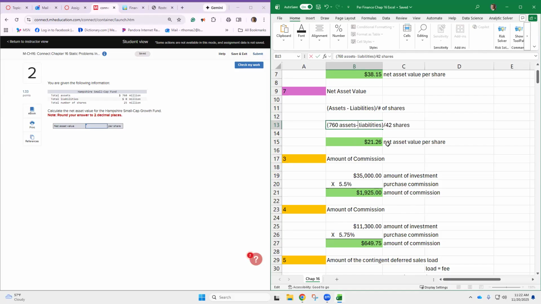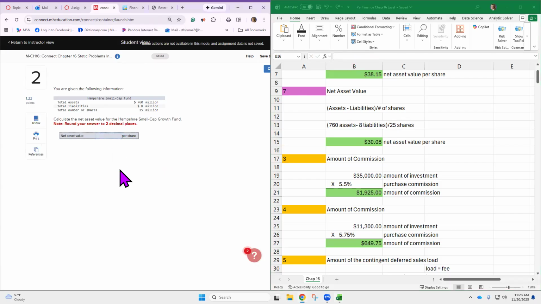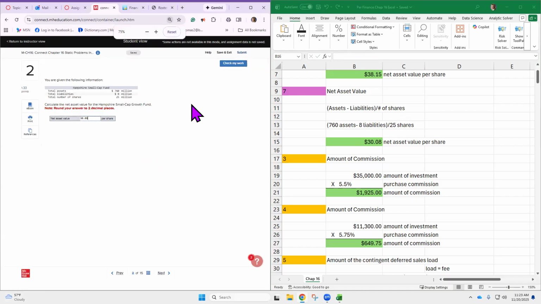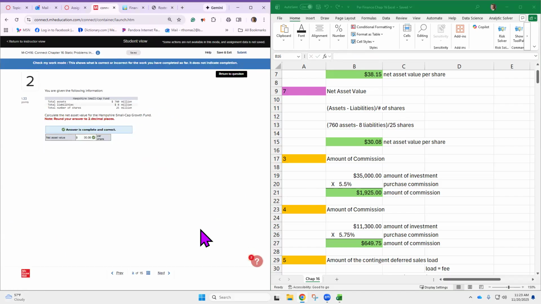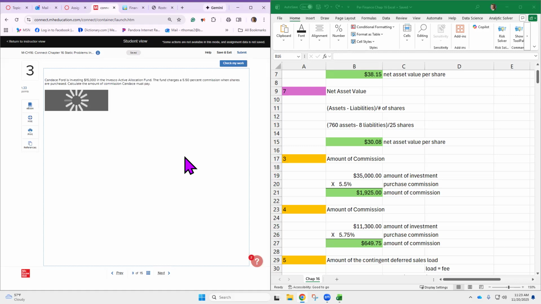So we've got 760 million minus 8 million in liabilities, divided by 25 million shares. Okay, so 760 minus 8, divided by 25 is $30.80. That's how you figure the net asset value of that mutual share. Okay. All right, onward we go.